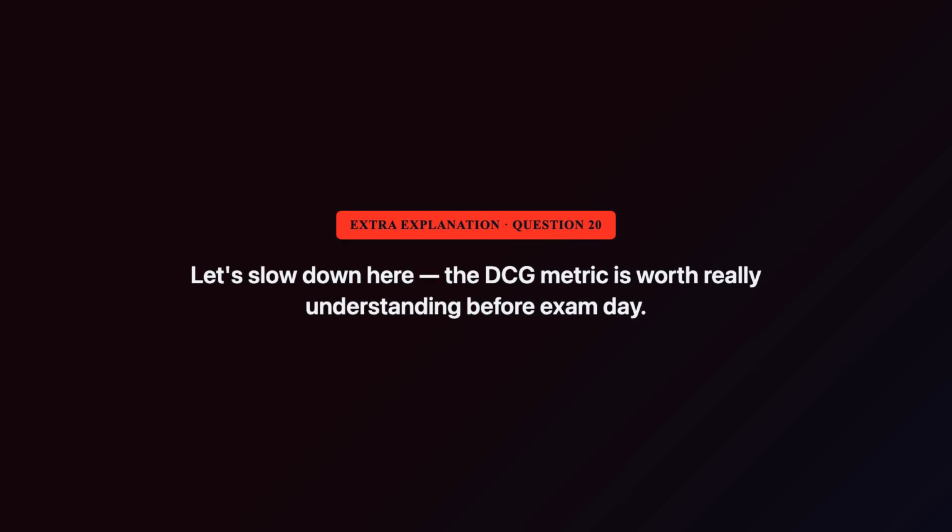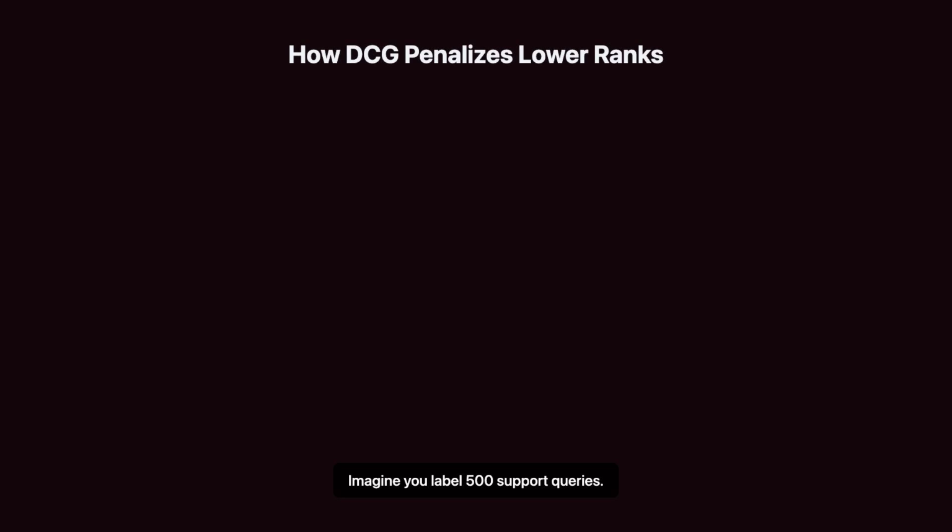Let's slow down here. The DCG metric is worth really understanding before exam day. Imagine you label 500 support queries. For each result you give a grade. 0 means junk. 3 means a perfect answer. You want a metric that rewards putting the 3s at the top. DCG, discounted cumulative gain, does exactly that. See how the score falls.